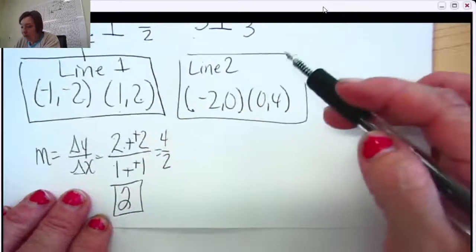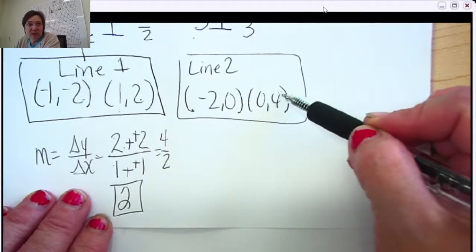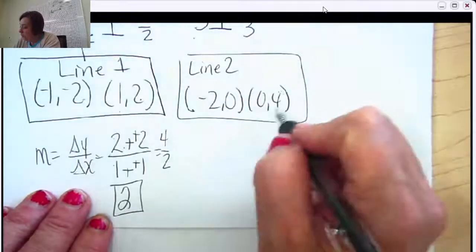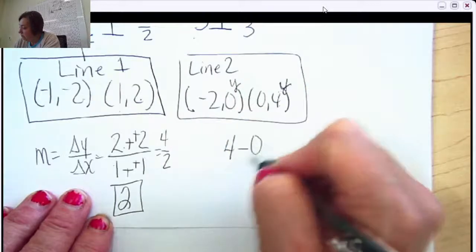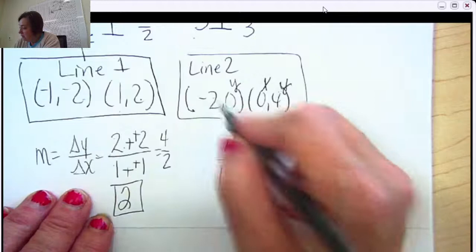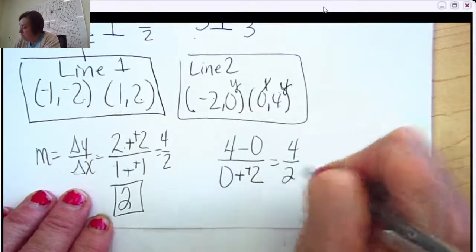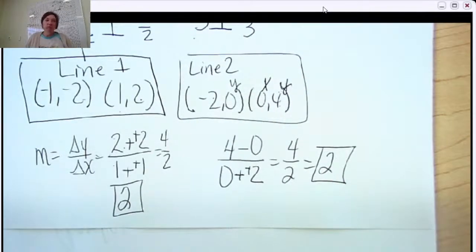For them to be parallel, what does the other slope have to be? 2. For them to be perpendicular, what does it have to be? -1 over 2. And if it's anything else, they're neither, right? So I do 4 minus the 0 on top, and then 0 minus -2 on the bottom. That's going to give me 4 on top, 2 on bottom. What's my slope? So what can I say about these two lines? They're parallel, right?